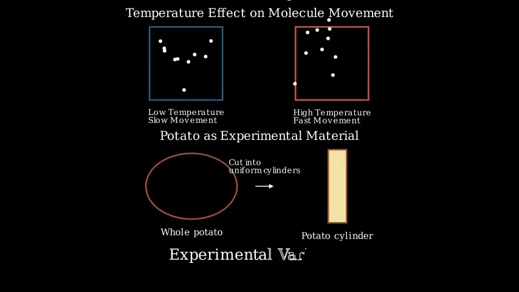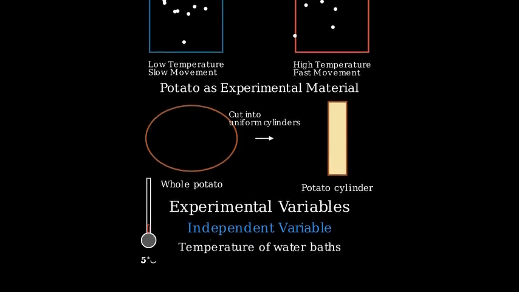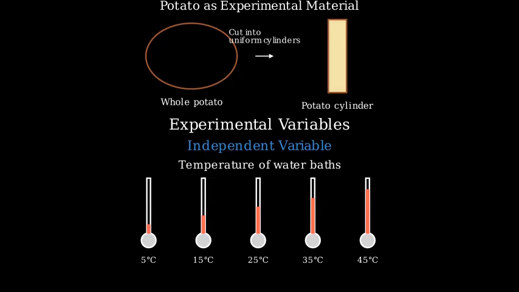When designing an investigation, we need to clearly identify our variables. The independent variable is what we deliberately change. In this case, it's the temperature of the water baths. We'll use 5 different temperatures: 5 degrees Celsius, 15 degrees, 25 degrees room temperature, 35 degrees, and 45 degrees Celsius.